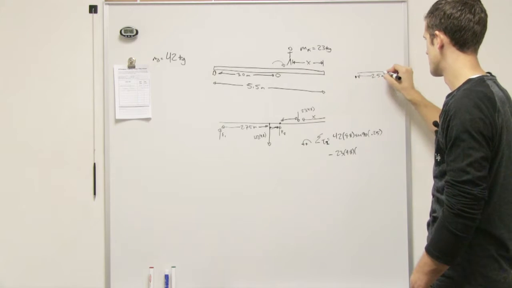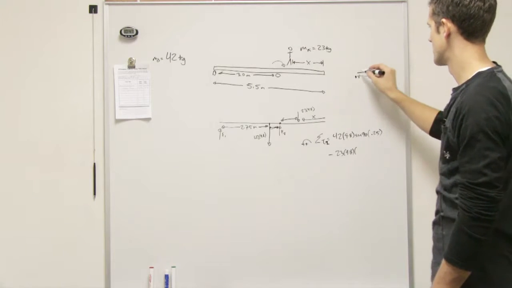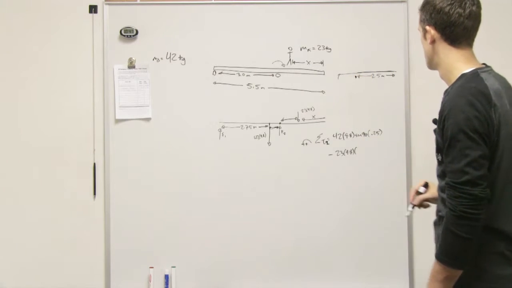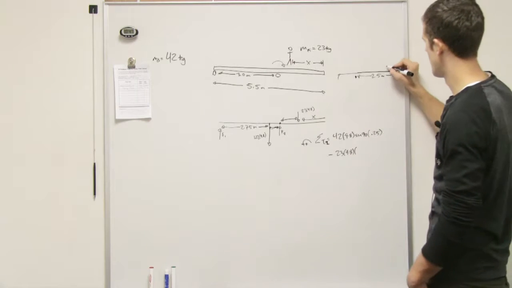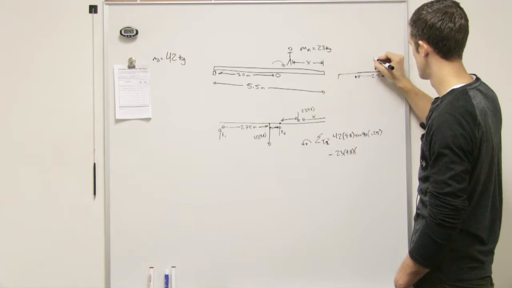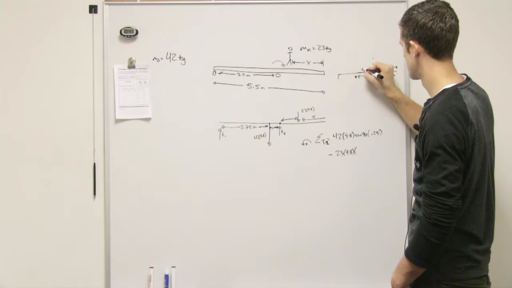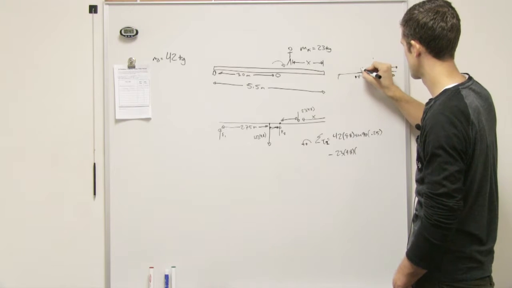So here's your beam, right? And this is the support, so it'd keep going this way. And you've got x over here. And then you want to find out this distance in terms of x.